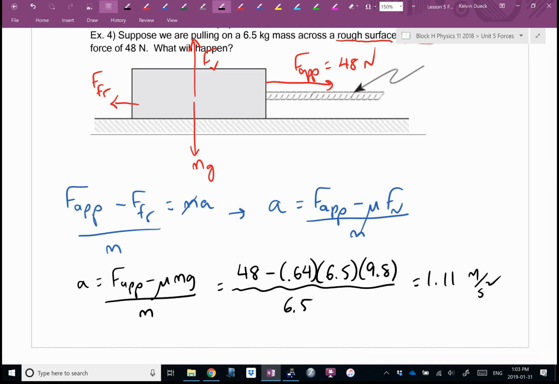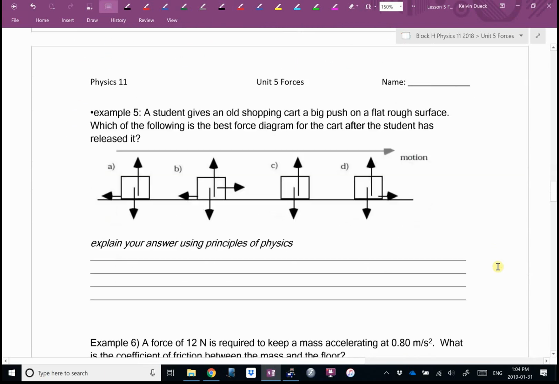Next page. It's time for a thought experiment. And once again, we're going to get to vote. How high you hold your hand up is how sure you are of the answer. So here's the thought experiment. It says this. A student gives an old shopping cart a big push on a flat, rough surface. When I say rough, what am I trying to hint to you? Include friction, please. Which of the following 4 free body diagrams is the correct diagram for that situation?